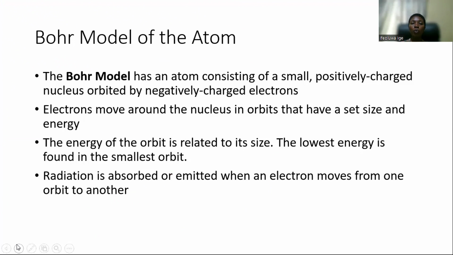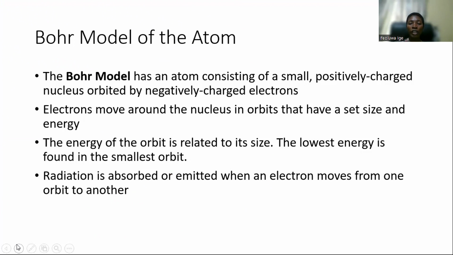Now we can move to what is referred to as the Bohr model of an atom. The Bohr model of an atom has an atom consisting of a small positively charged nucleus orbited by negatively charged electrons. I mentioned the other time that electrons move around the orbit of an atom, and they are negatively charged.